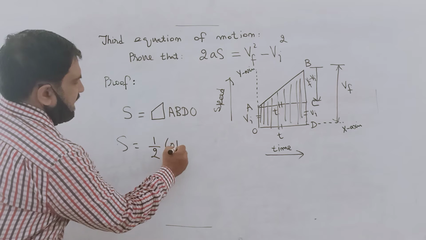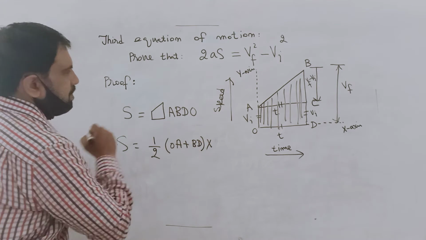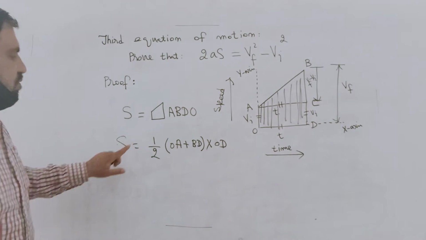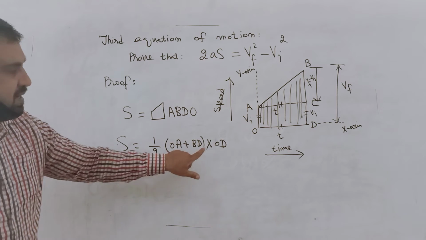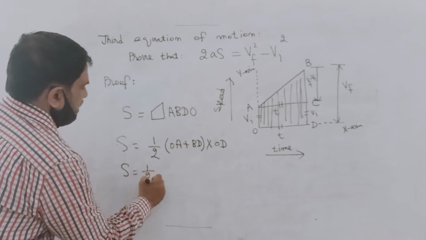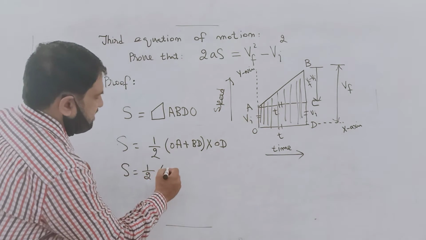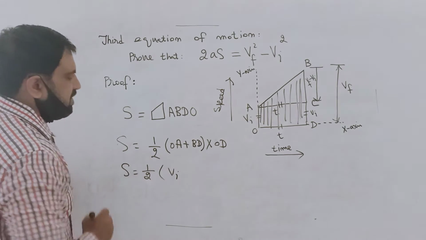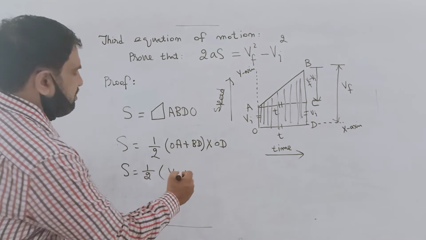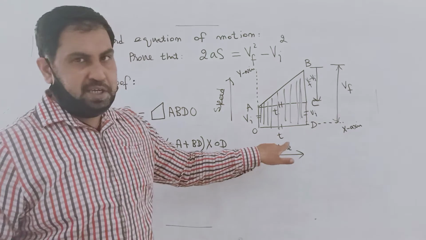Sum of two parallel sides into base. Base is OD. So S is 1/2 sum of two parallel sides into base. In the diagram, OA is equal to VI, so we can write VI in place of OA, and BD is equal to VF. OD is equal to T.